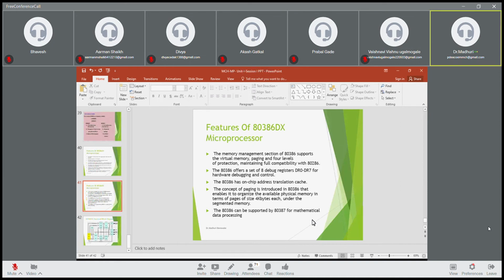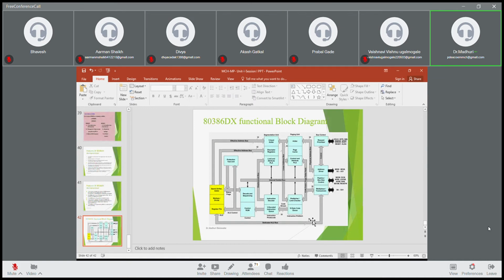Now we will see the next, that is the functional block diagram or the architecture of the 386 microprocessor. If it is visible to you, let me know. Yes, ma'am.